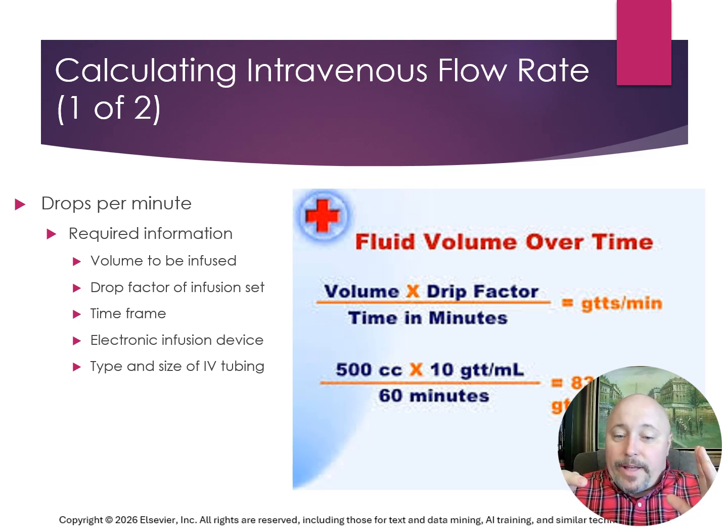By that drip factor, say it was 10 drops per milliliter, 10 drops would equal 1 milliliter of fluid. Then we can do our calculations based on the volume we want to infuse times the drip factor, how many drops per milliliter, and we're always going to divide that by minutes, because that's going to tell us how many drops we need to see in 1 minute to give how much medication we want to.